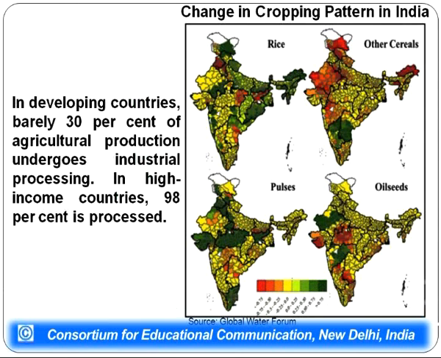In developing countries, 30% of agricultural production undergoes different types of industrial pre-processing. In high income countries, 98% is processed. So you can see in a developing country like India, only 30% of agricultural product is processed, but on the other hand in developed countries, 98%. I think we have to improve this status, taking into consideration produce like rice, pulses, oilseed, and other cereals.